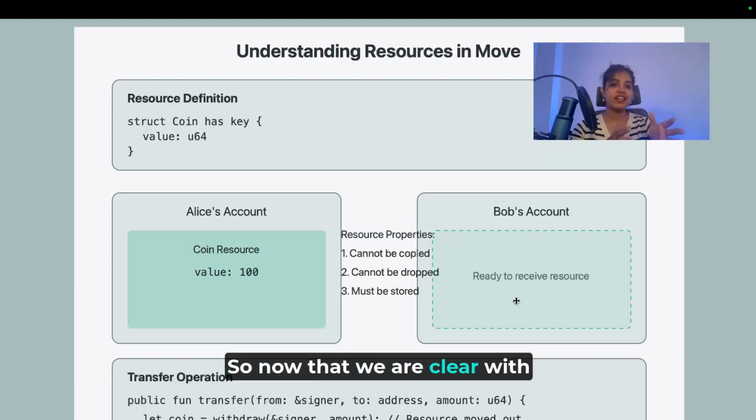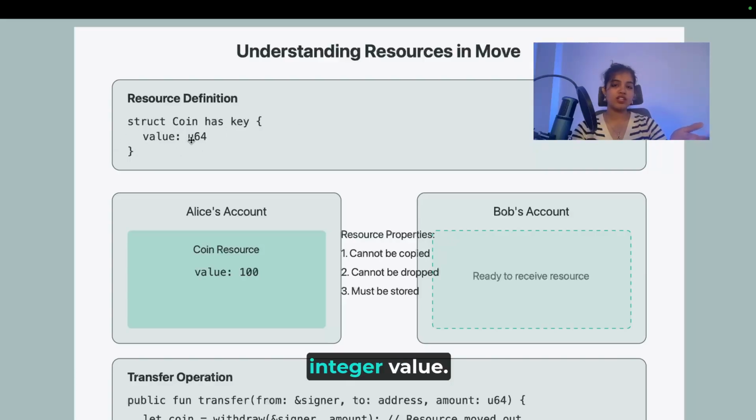So now that we are clear with the 4 different abilities in Move language, that is key, store, copy, and drop, we can look at how the syntax works for defining a struct in Moveland. If you can see right over here, we have the struct keyword followed by the name of the struct, followed by a has, which represents what abilities that particular struct has, and followed by the different abilities. In this case, there is only a single ability listed over here, which is key, and then inside the struct, we're just saving some integer value.